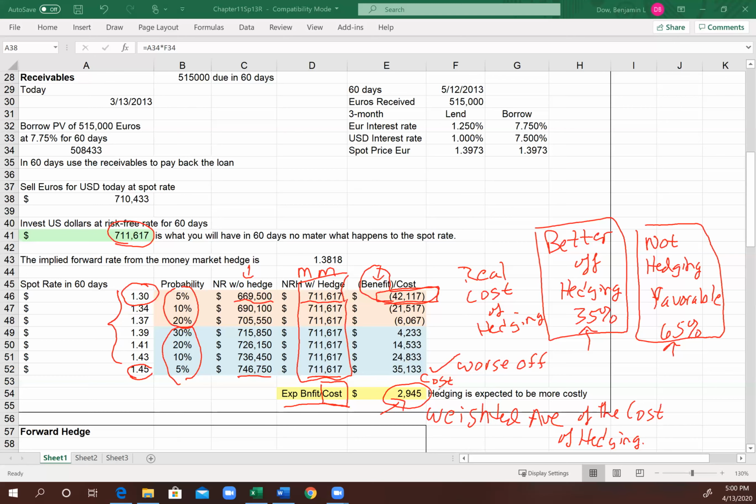And even though I don't want it to happen, obviously I'm hoping not to die, I might still be willing to pay $60 a month for $100,000 of coverage, even though it has an expected cost to me. But it does provide some risk reduction in terms of adverse outcomes.